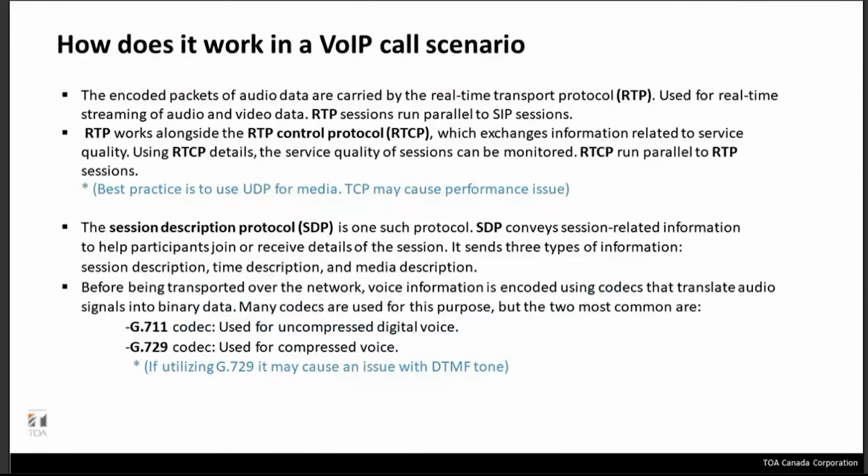Most of the time on the SDP side, we are looking at the codec. On the WAN or internet, it's typically G711 or G729 that is used for compressed or uncompressed voice. We say: don't use G729 if you are using DTMF tones, because the DTMF tone may cause issues when you punch the number. If you are using DTMF tones, just avoid G729 and use G711.